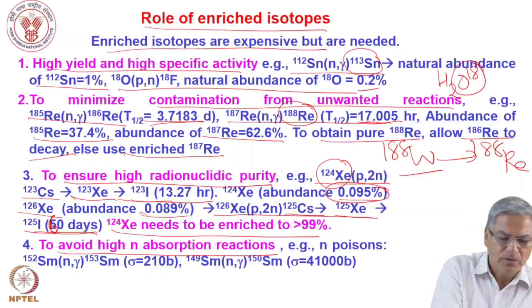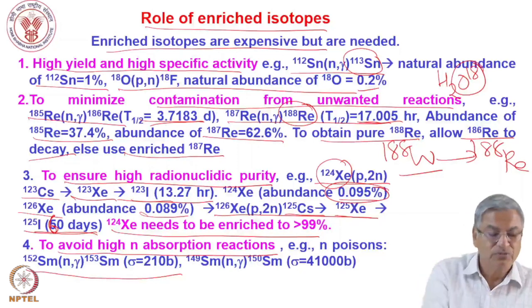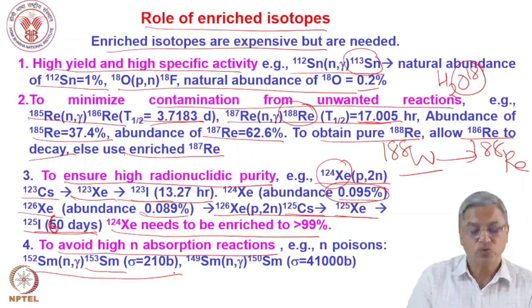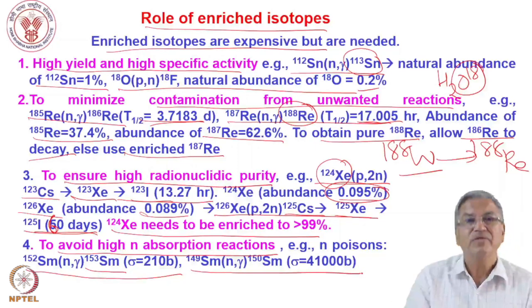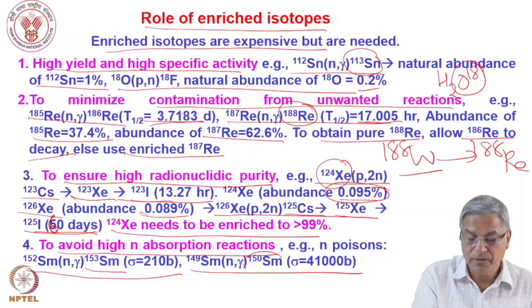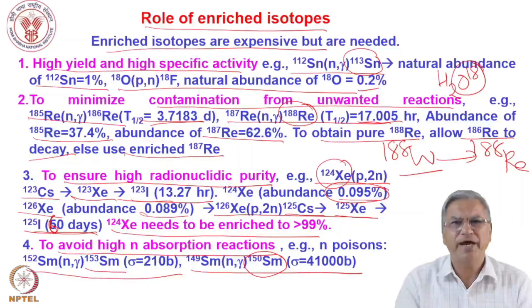For example, you want 153 samarium for many medical applications. You irradiate 152 samarium (n,gamma) and you get 153 samarium. Half-life is about 46 hours. But you also have 149 samarium (n,gamma) 150 samarium. Though 150 samarium is stable, it will not give you any activity.